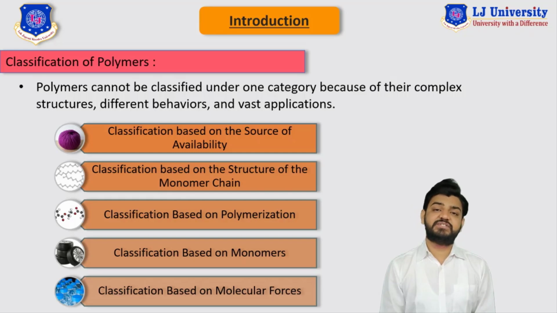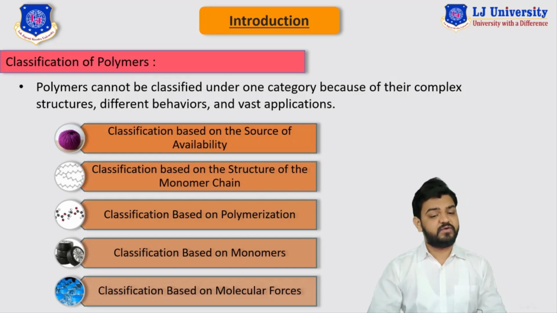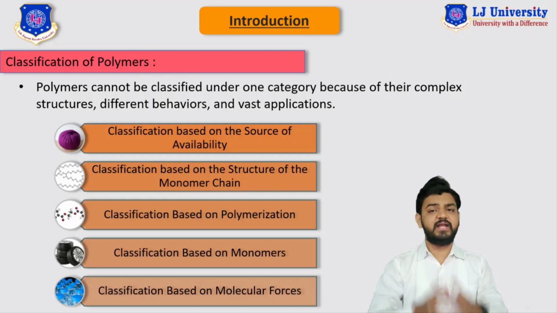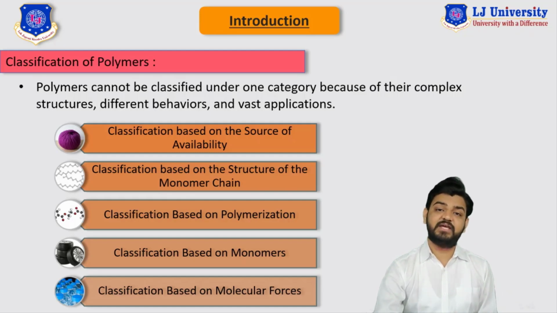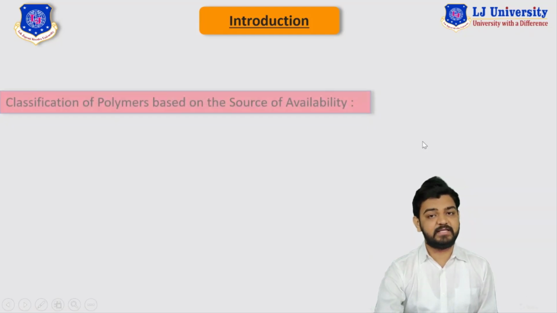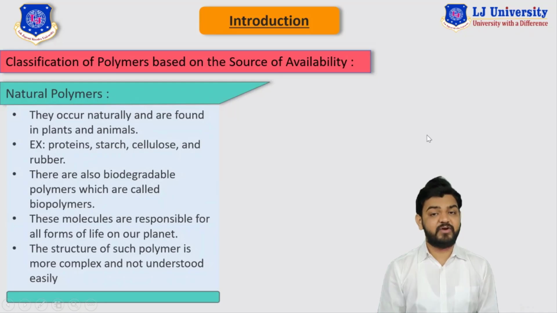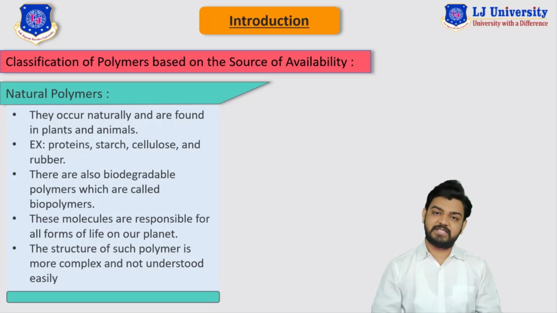So let's start the classification with the source of availability. As I have already told, this classification can be done in two categories: one is natural polymer and the other is synthetic polymer. But wait, there is a third category as well. We can define it as the semi-synthetic polymer, which we will see in an upcoming slide.